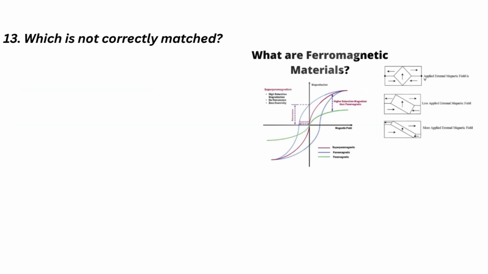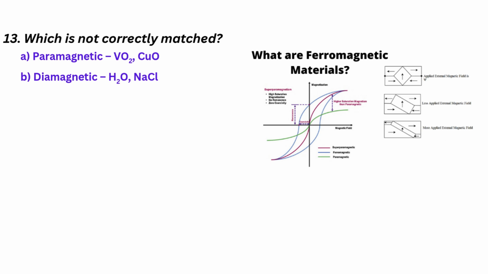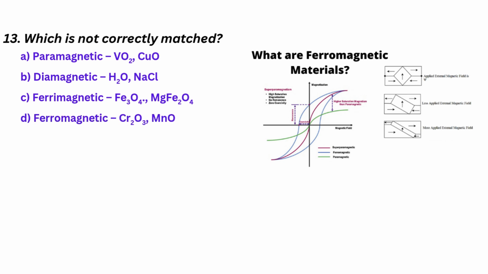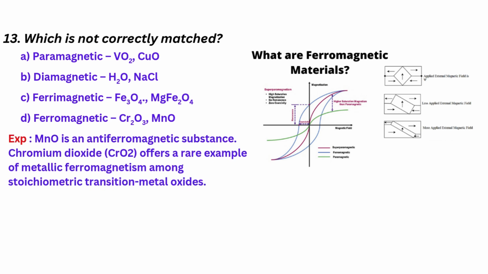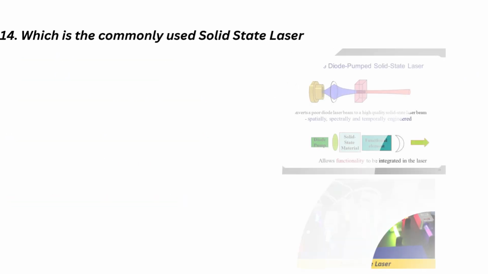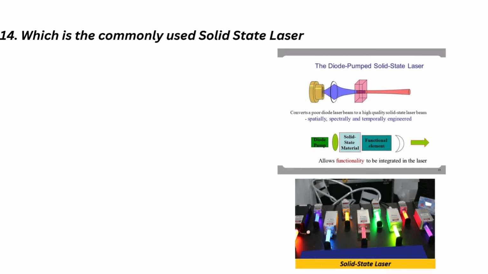Which is not correctly matched? Which one is wrong? The options given are: paramagnetic, vanadium oxide and cuprous oxide; diamagnetic, water and sodium chloride; ferrimagnetic, Fe3O4 and MgFe2O4; ferromagnetic, chromic oxide and MnO. The first three options are correct. The wrong one is the fourth one. Ferromagnetic choice is wrong.